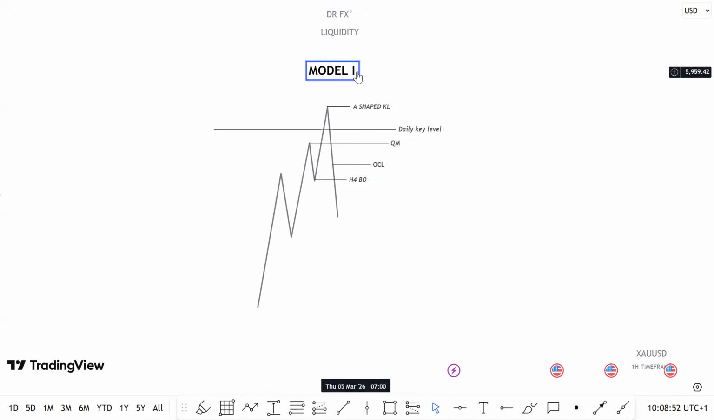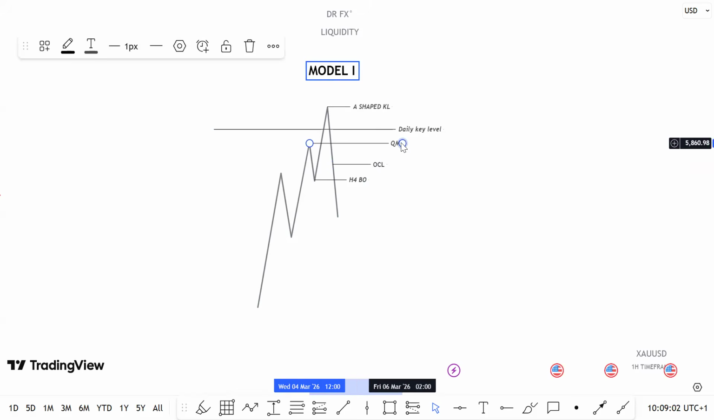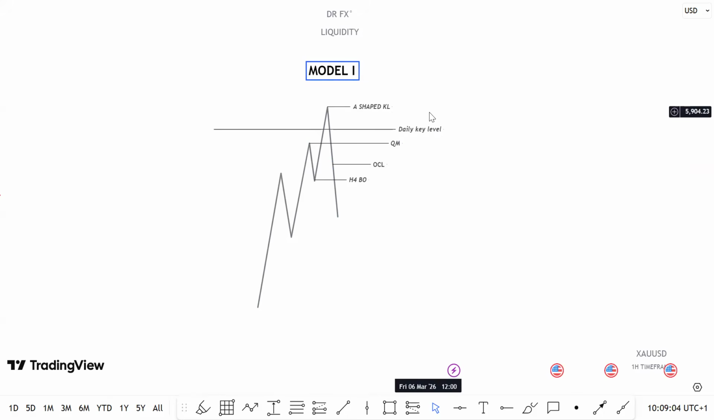Now, I'm going to be blending Model 1 and 5, and as we move further, I'll talk about all of them within this small diagram. Now, what do you do? This is an H4 OCL, there's an H4 QM, and there's an H4 A-shaped key level. Immediately you have this, you wait. Wait for the market to start pulling back and tap on either this or this. If the market reaches this, what do you do? Switch to the 15 minutes time frame and look out for a breakout type 1. If the market did not give you a breakout, push to the QM.